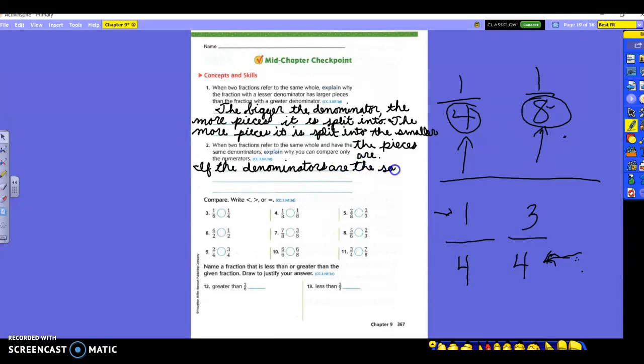Okay, so if the denominators are the same, then they are split into the same size pieces. Okay? So if they're the same size pieces, then we can compare the numerators.